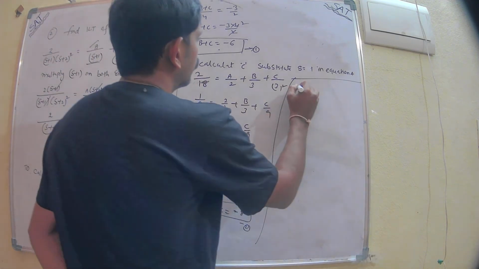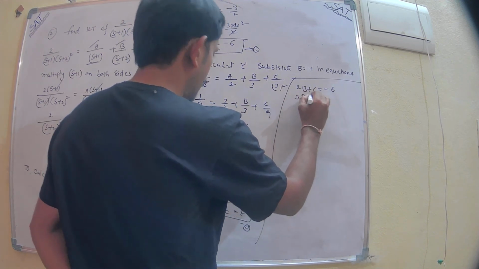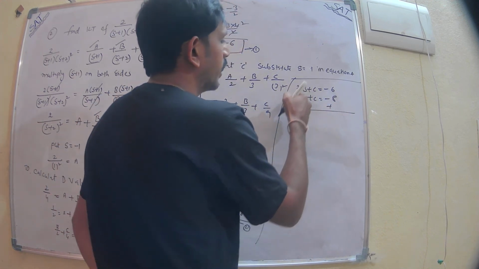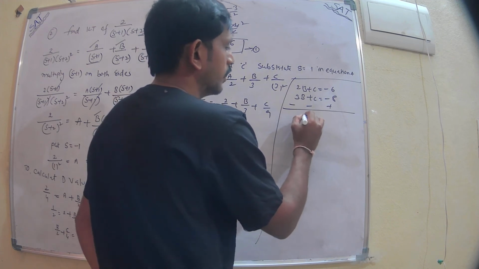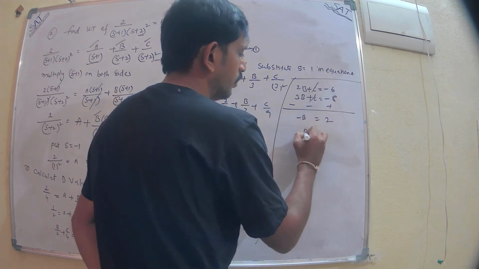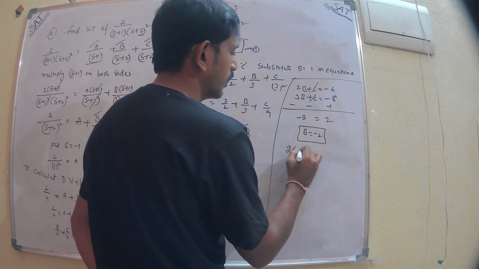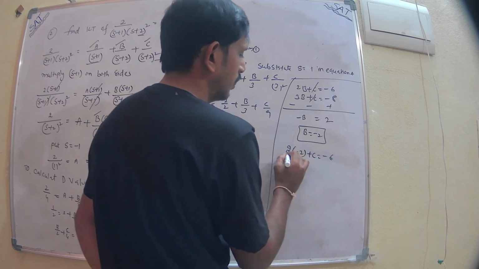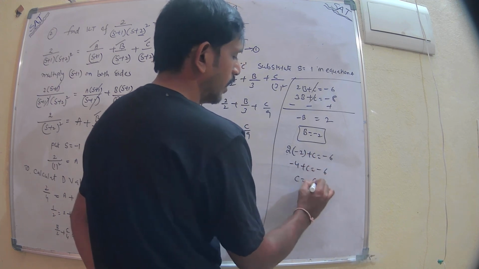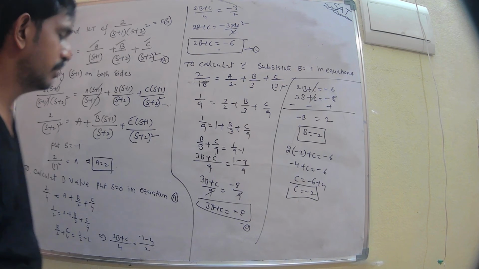So subtract: 2B plus C equals minus 6, the first equation, and 3B plus C is equal to minus 8. Subtracting, minus minus becomes plus. So 2 minus 3, minus B; C gets cancelled. Then minus 8 minus minus 6 gives minus 2. So B is equal to minus 2. Substitute B value in any equation: 2B plus C is equal to minus 6, 2 into minus 2 is minus 4, plus C is equal to minus 6, and C is equal to minus 6 plus 4, so C is equal to minus 2. C is equal to minus 2, B is equal to minus 2, and A is equal to 2.